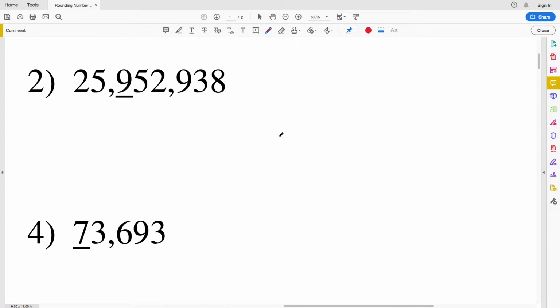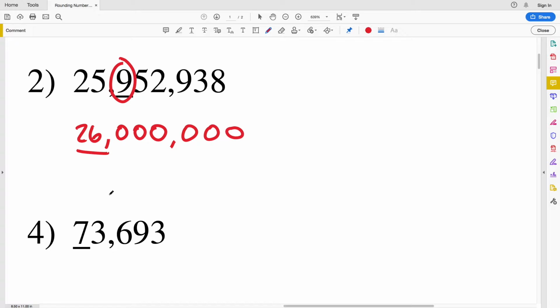Now looking at number 2, we have 25,952,938. We're rounding to the nearest hundred thousandths place. So our given number is between 25,900,000 and 26 million, because looking at the previous number 5, we need to round that 9 up. However, adding 1 to 9 gives us 10. Therefore, this becomes 26 million, rounding up. So rounding to the nearest hundred thousandths place, we round to 26 million.